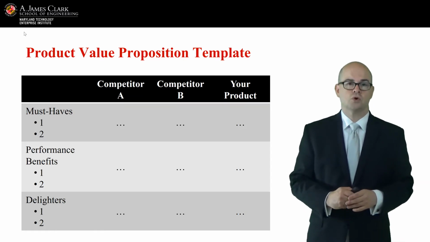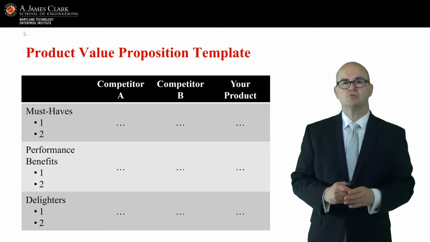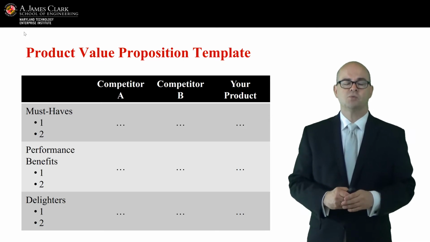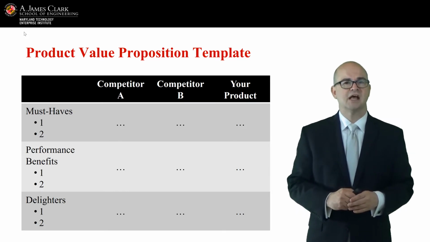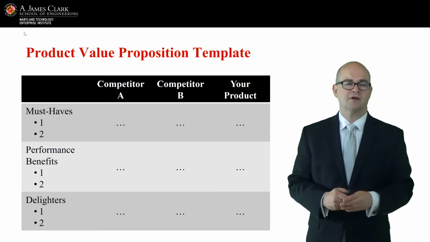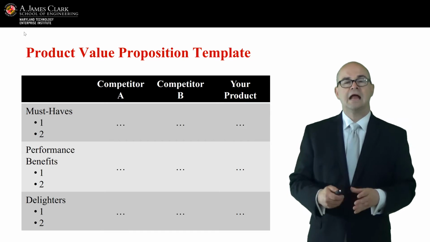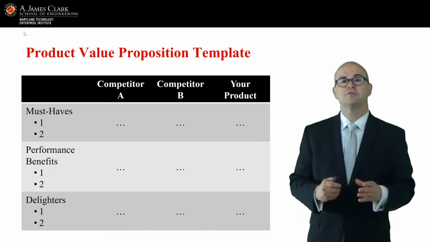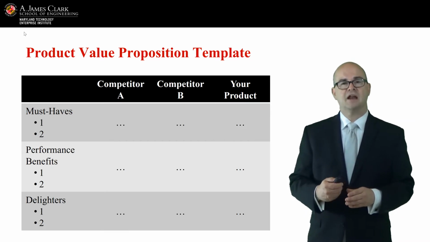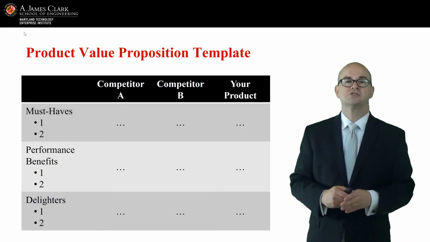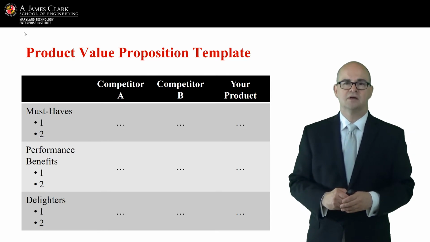In each of the rows, with this approach, row 1 is the must-haves. So what are the 1, the 2, maybe 4, 5, and 6 features that you think are must-haves that most of your competitors offer, that the customers are generally going to expect with any product in your category? In the next set of rows, we're looking at performance benefits. And then lastly, in the third set, we're looking at those delighters that we've talked about before.